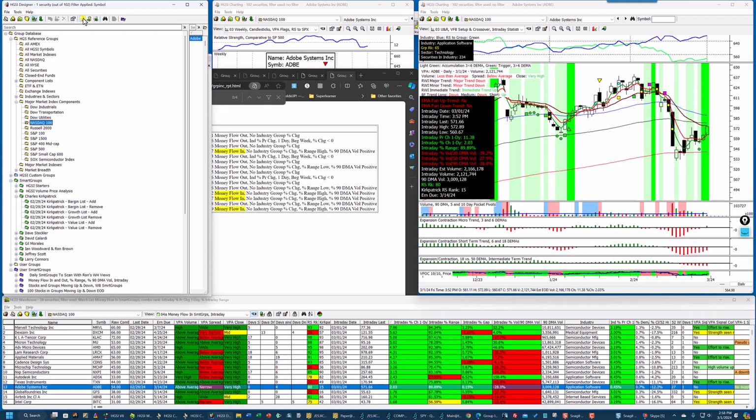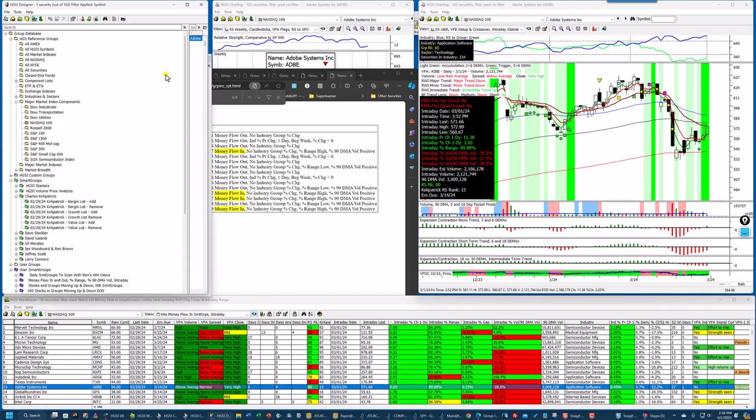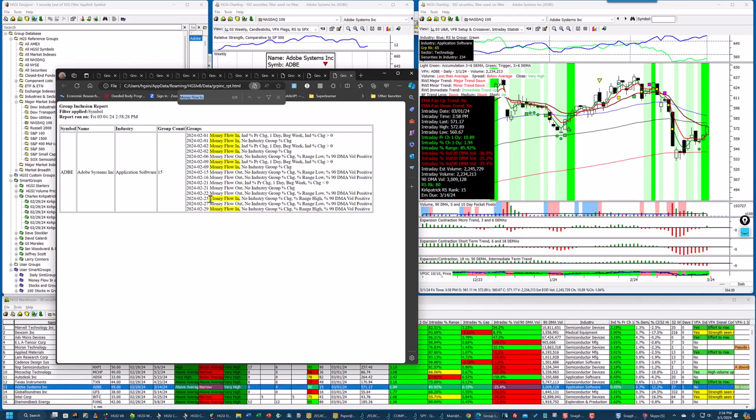And I'm going to run this. Say OK. And here's Adobe. I'll do a Control F. And you can see that money flowed in on all of these dates going back to February 1st, the 2nd, the 9th, and then recently, this is what I'm looking for.